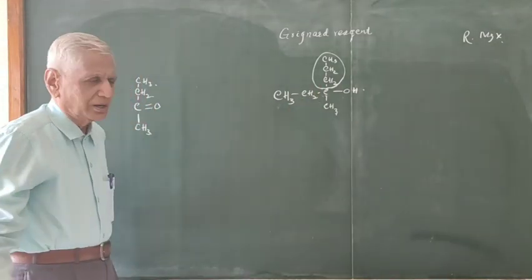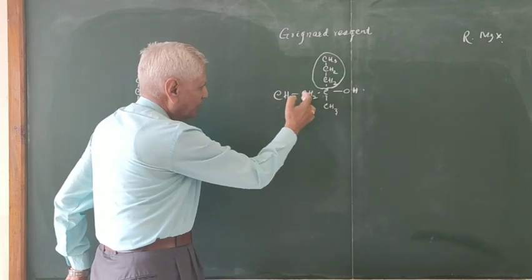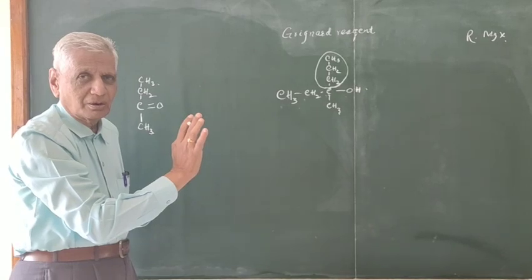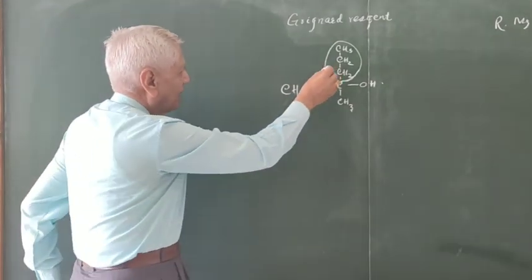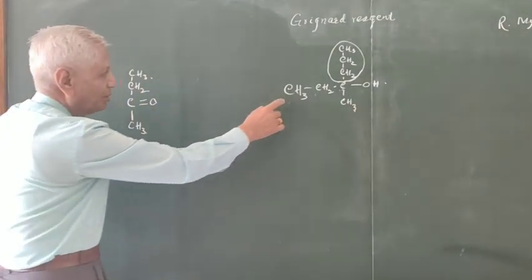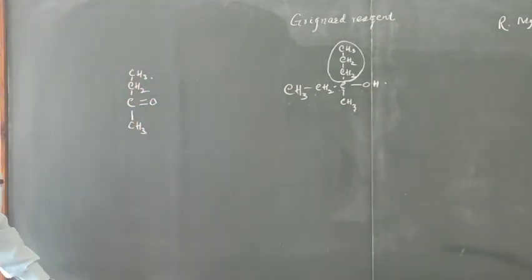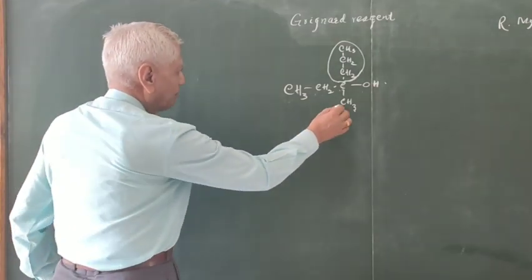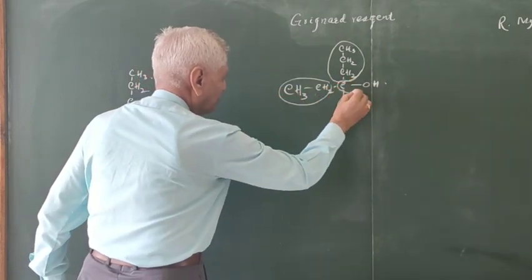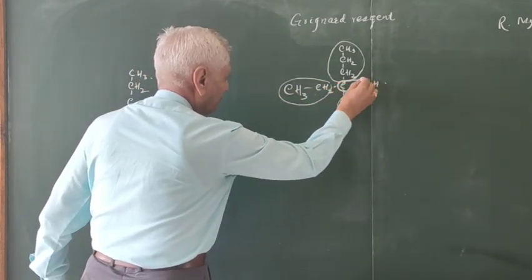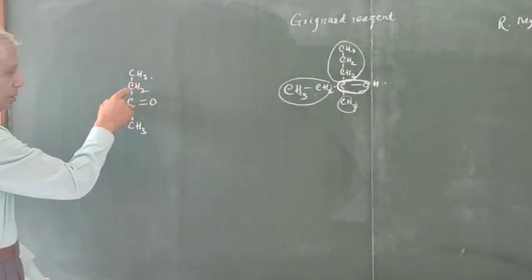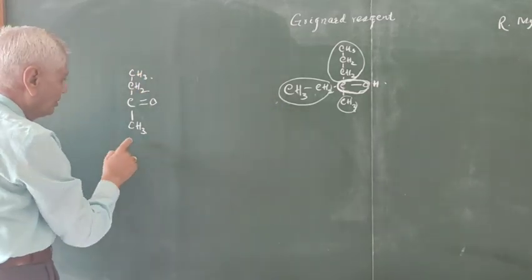If you take methyl magnesium bromide, take this ketone. So one of the alkyl radicals should be in the form of Grignard's reagent and the other two radicals must be in the form of ketone. So what I have done here is I have put this, CH3, this I put, CH3, this I put.